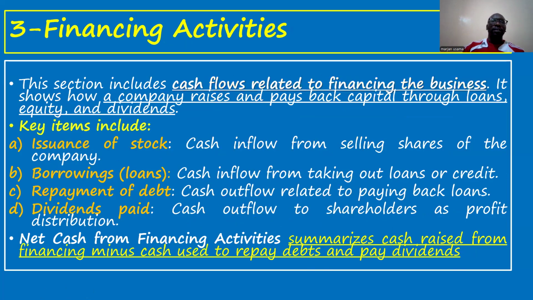Then number 3, in the cash flow statement, you will also have the financing activities. So this section includes cash flows related to financing the business. It shows how a company raises and pays back capital through loans, equity, and dividends.